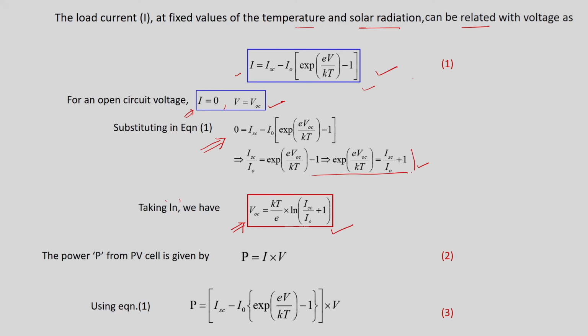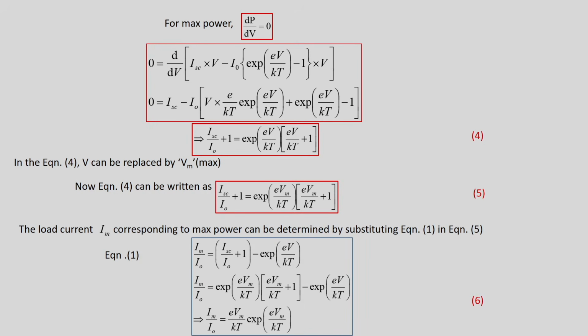So, by using this expression, we can calculate the open circuit voltage. The power P from a PV cell can be calculated by using P = I × V, which is known to us. If we substitute this I from equation 1, then our equation will look like this. This may be equation 3.